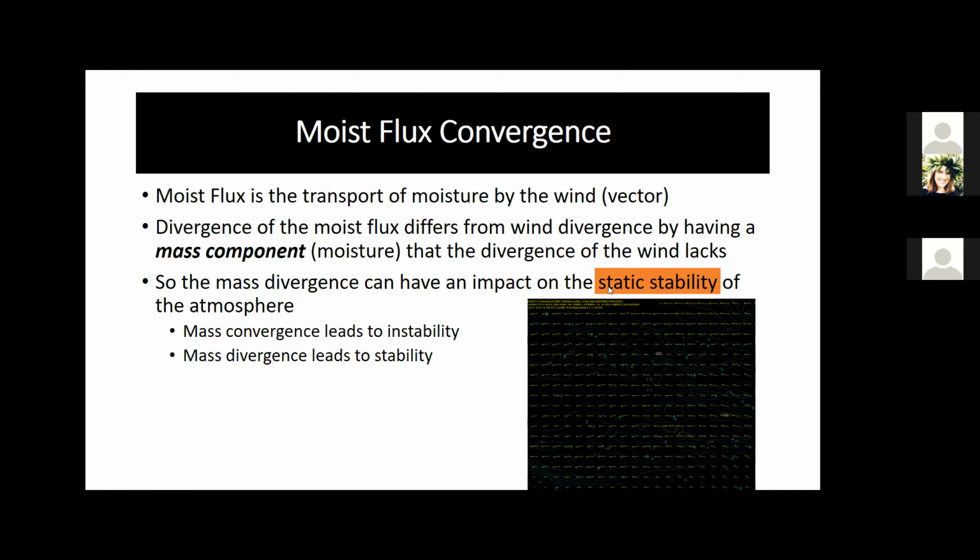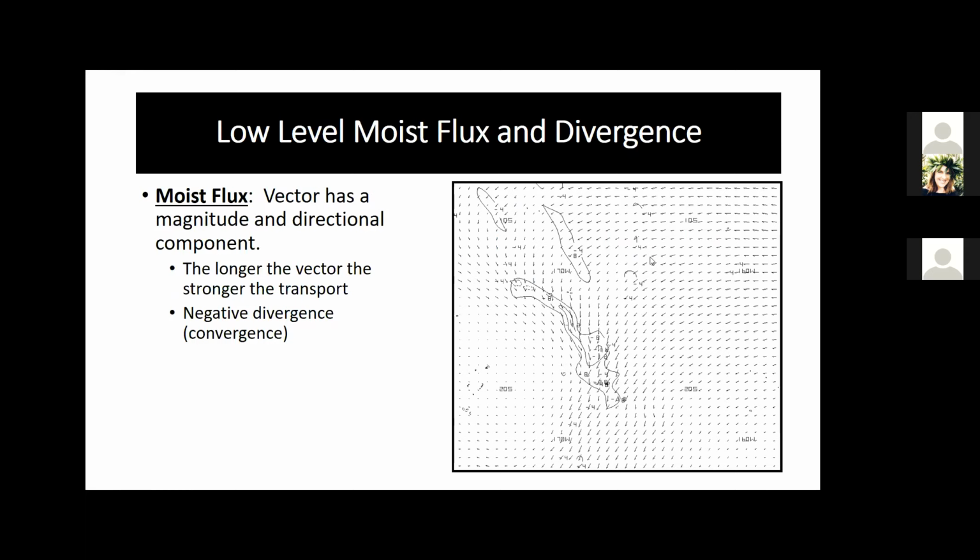So whenever you have moist flux convergence, that's going to increase the instability of the layer. And whenever you have moist flux divergence, that's going to tend to enhance convective stability. So combining the moist flux divergence with the GDI can give you a better idea where you have the highest potential for development.